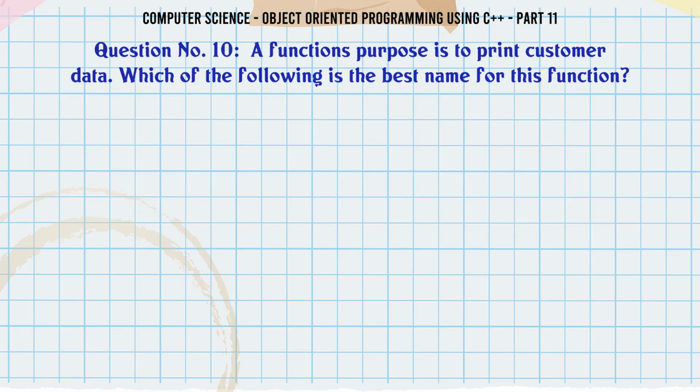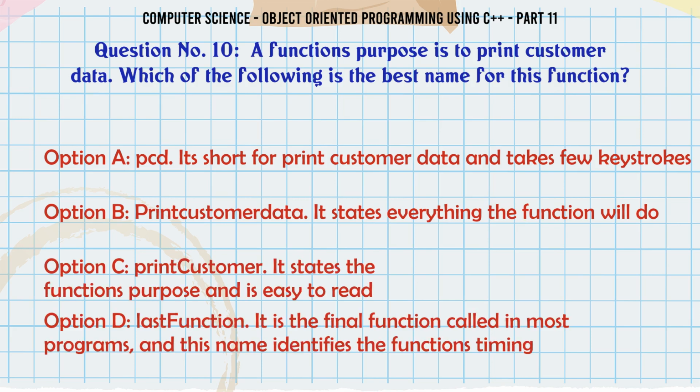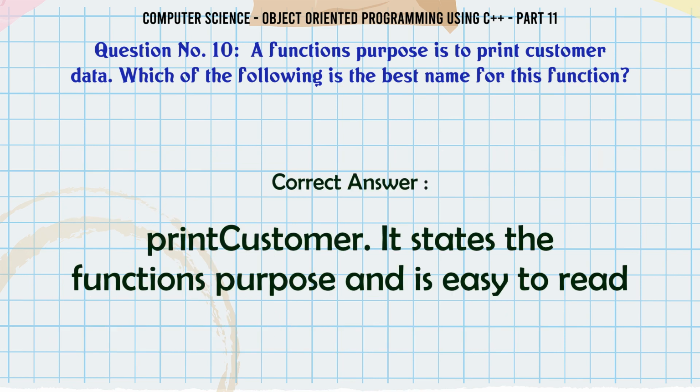A function's purpose is to print customer data. Which of the following is the best name for this function? a) PCD. It's short for print customer data and takes few keystrokes. b) printCustomerData. It states everything the function will do. c) printCustomer. It states the function's purpose and is easy to read. d) lastFunction. It is the final function called in most programs and this name identifies the function's timing. The correct answer is printCustomer. It states the function's purpose and is easy to read.